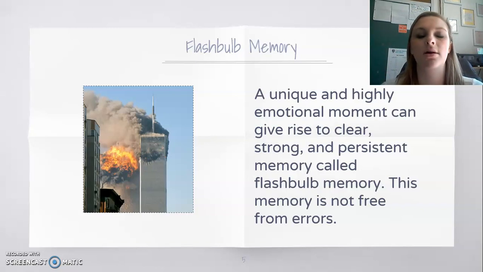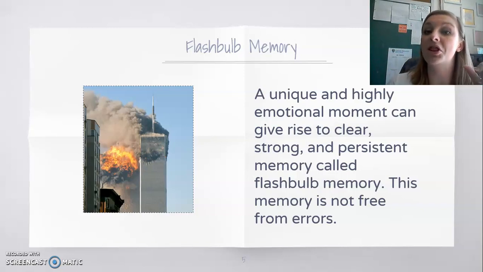Flashbulb memories, a lot of them are pretty big events. So, for example, 9/11, most people can remember exactly where they were when they first heard about 9/11. It might be your first kiss could be a flashbulb memory. If something traumatic happened in your life, that could be a flashbulb memory. But all of these things are strong emotional moments. So the flashbulb memory has that emotion tied to it. So for example, the birth of my children is pretty clear in my mind because it was such a strong emotional experience, and then those memories stick around pretty clearly. However, like I said, they are not free from errors. We'll talk about that later.